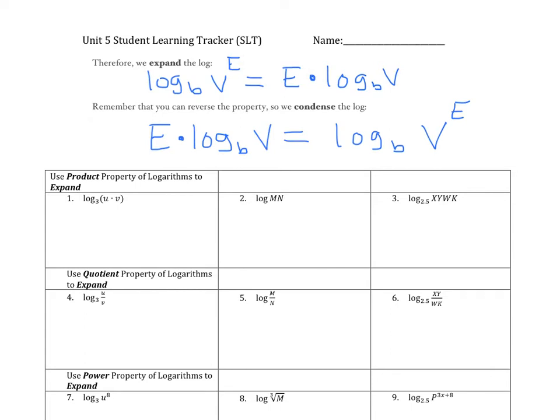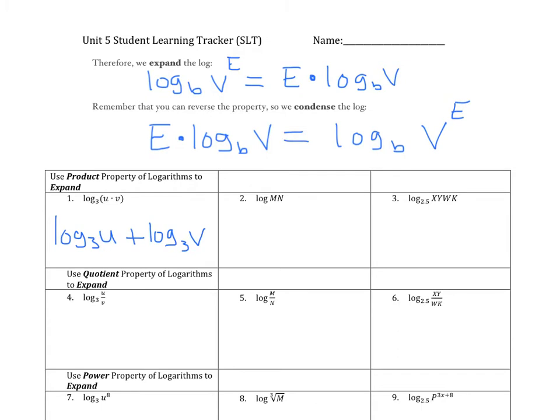Okay, let's try a couple examples. In the first one, we have log base 3 of u times v, so that would give us log base 3 of u plus, because we're adding exponents, log base 3 of v. Go ahead, pause the video, and try number 2.